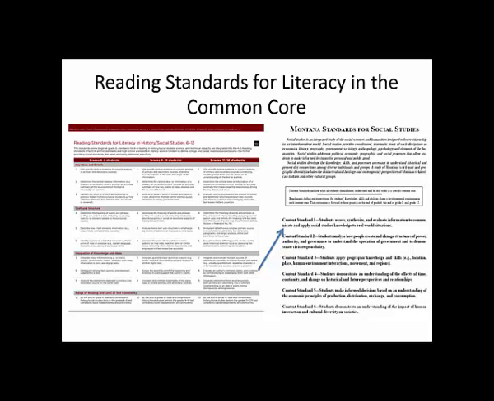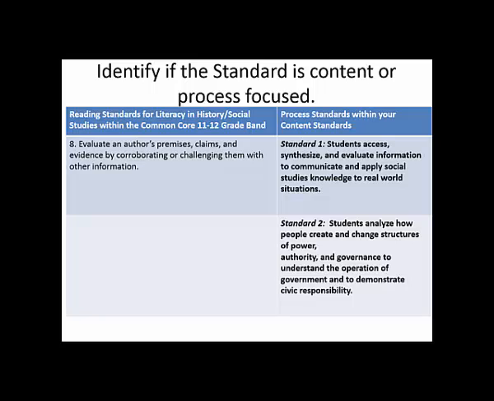Reading standards for literacy in history and social studies, grades 11 through 12, number 8 states, students will evaluate an author's premises, claims, and evidence by corroborating or challenging them with other information. This standard is very similar to Montana Standard for Social Studies Content Standard 1. I will then write the reading standard from the Common Core in that column.